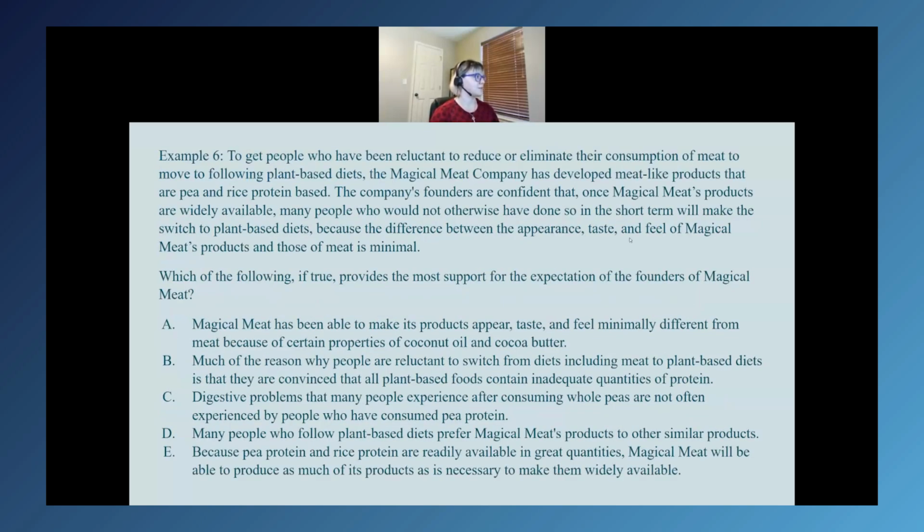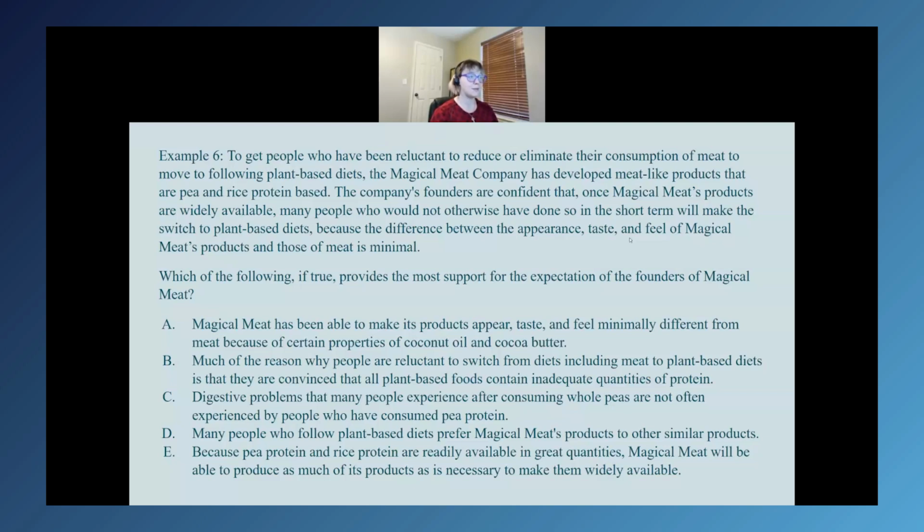So, let's look at our choices. A, Magical Meat has been able to make its products appear, taste, and feel minimally different from meat because of certain properties of coconut oil and cocoa butter. We don't care how they do it. We know that they do it. That's good enough for us.